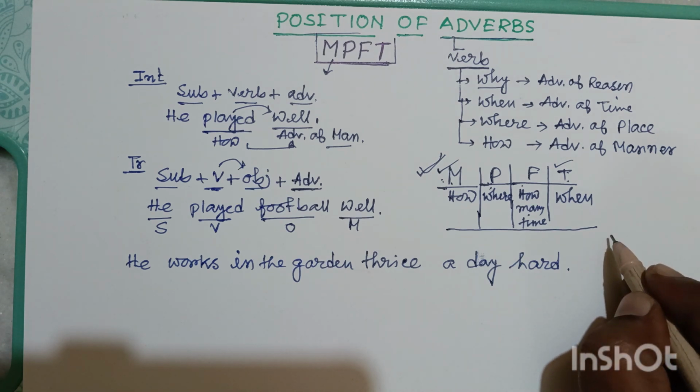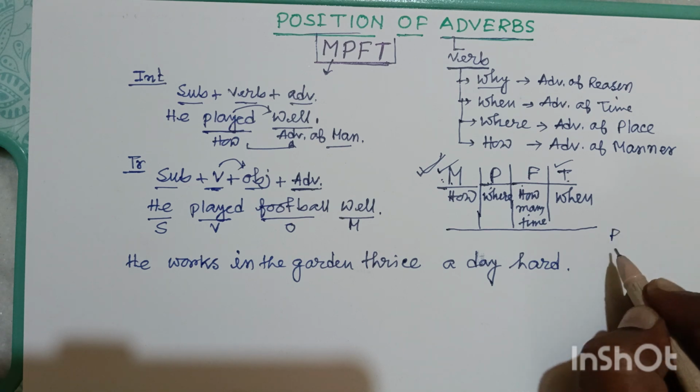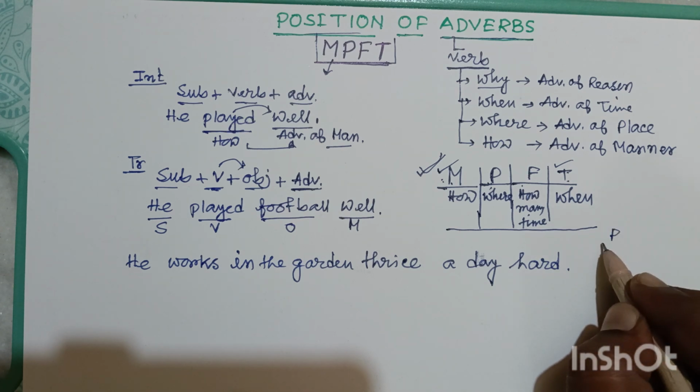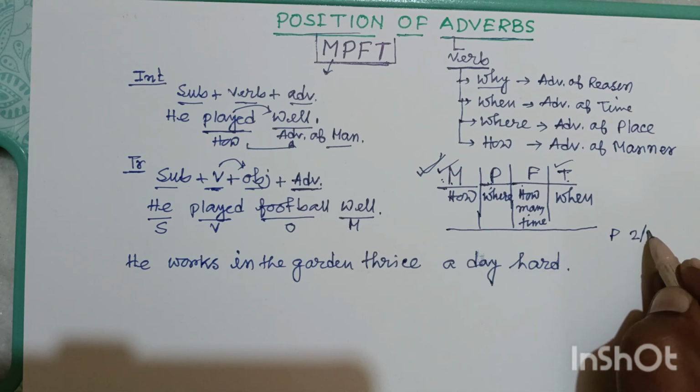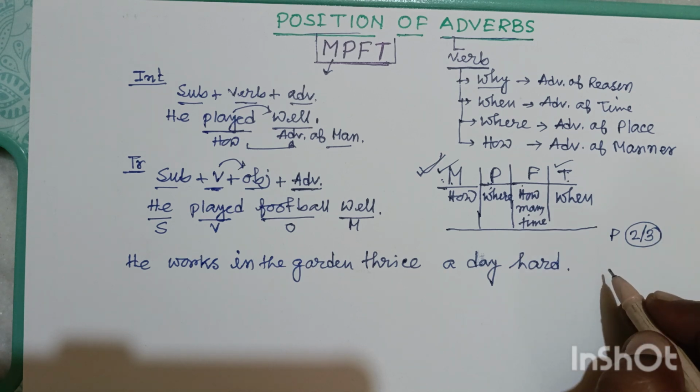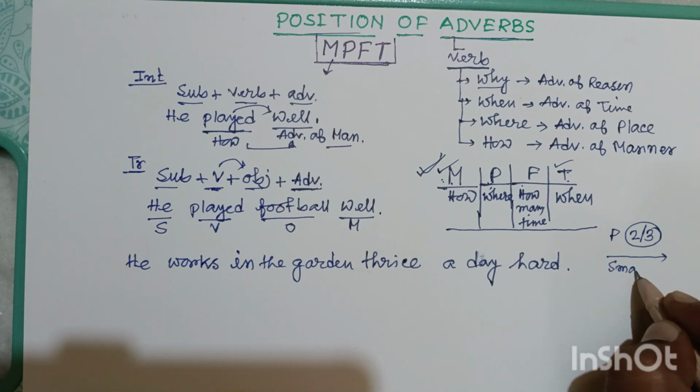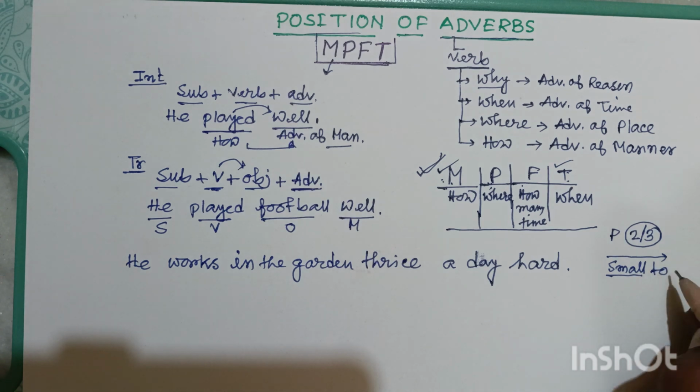Suppose same kind of adverbs. Suppose adverbs of place. There are 2 or 3 adverbs of place in the same sentence. So my dear friends, for that we have to use ascending order. That means from a small place to a bigger one. In this way we have to go on.